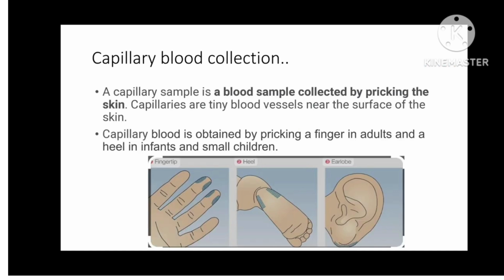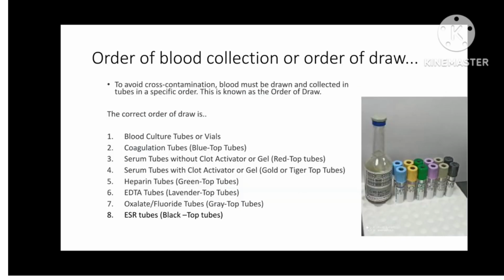Next, we are going to learn about capillary blood collection. A capillary sample is a blood sample collected by pricking the skin. Capillaries are tiny blood vessels near the surface of the skin. Capillary blood is obtained by pricking a finger in adults and a heel in infants and small children.